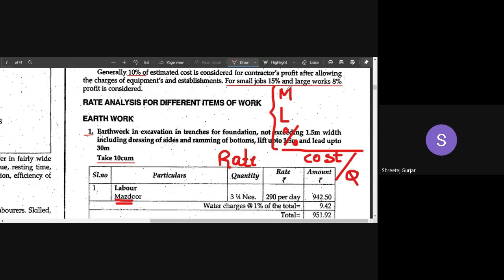So we need to prepare a table regarding this. First thing, you have to prepare a table. You have to take out the total cost divided by the total quantity of work, and you will arrive at the rate. Rate analysis has to be done separately for every item, not like how we have done in the first module. It has to be done separately for every item of work.